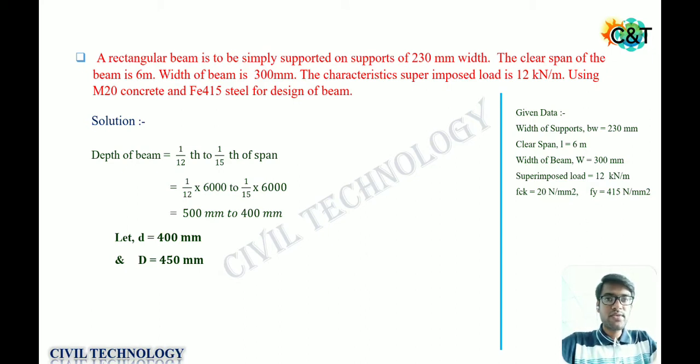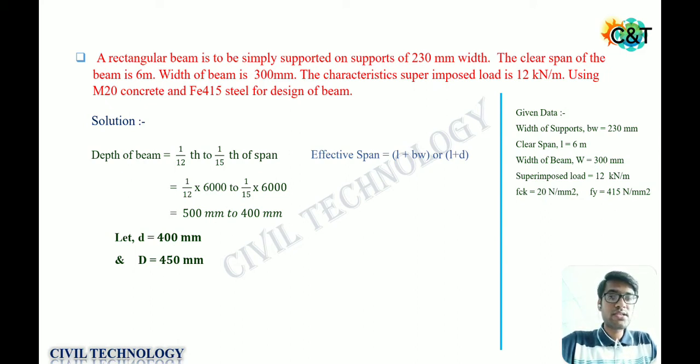Okay, so this is our first step, decide the depth of the beam. Next is to decide the effective length of the beam. Effective length means, whatever clear span you have, we also have to consider some extra length, like the width of support length or effective depth length, based upon different criteria.